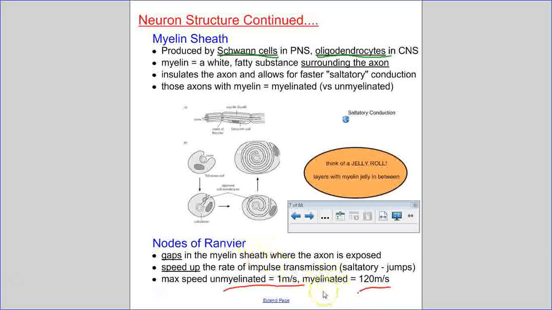Okay, so the presence of the myelin sheath can speed it up to as fast as 120 meters per second. So that's pretty fast. If it's unmyelinated, the maximum speed is only 1 meter per second. So it makes a huge difference in getting the messages through the nervous system.